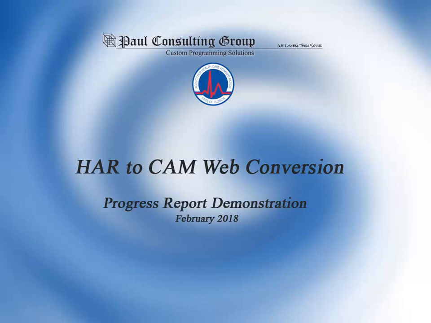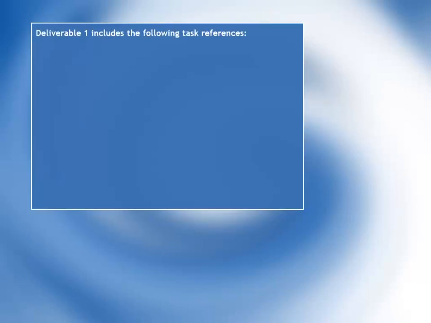Welcome to the February 2018 Progress Report demonstration of the HAR to CAM Web Conversion Project. Deliverable 1 covers 6 tasks.